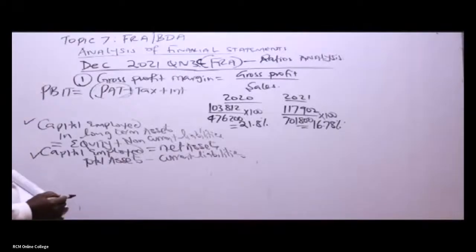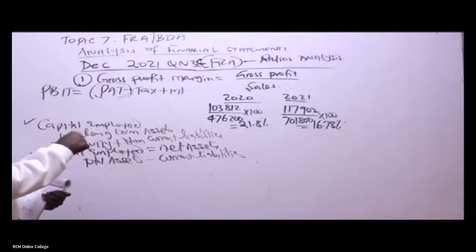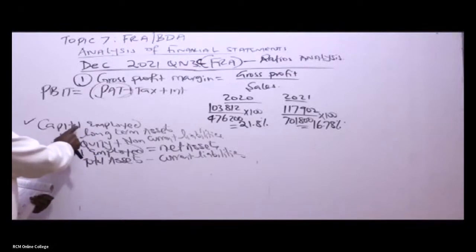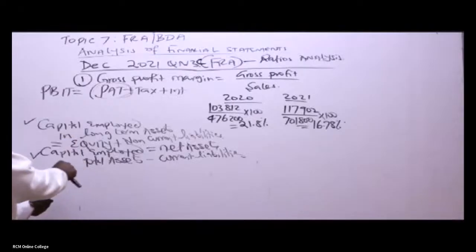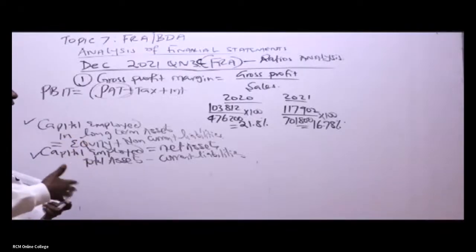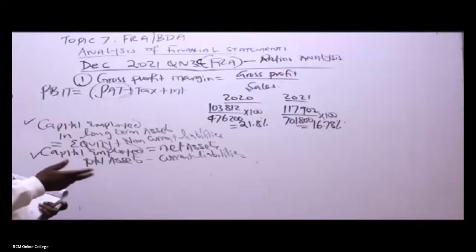Yeah, total assets minus current liabilities. And you must know both of them. Like now the question that we're doing here, there's no way you can use the first approach. Most of the questions will require you to use the first approach. This question wanted us to use the second approach of getting capital employed, which is the same as net assets, which is total assets minus current liabilities.